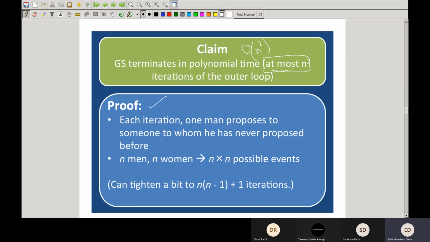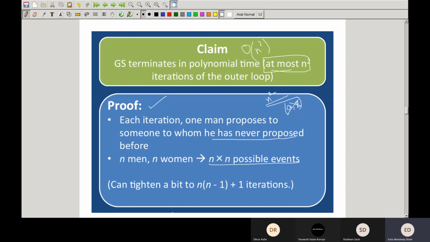So now let's look at the proof that it terminates in polynomial time. At each iteration, some man who is unmatched proposes to someone whom he has never proposed to before. This should give us an intuition why it terminates, because there are only n square pairs. Every time the loop proceeds forward, one of the pairs will be done. Like let's say in the previous scenario, A comma 2 is a pair, and if 2 proposes to A, that pair is gone because he won't propose to A again. So each iteration, one man proposes to someone to whom he has never proposed before. There are n men and n women, so n square possible events.